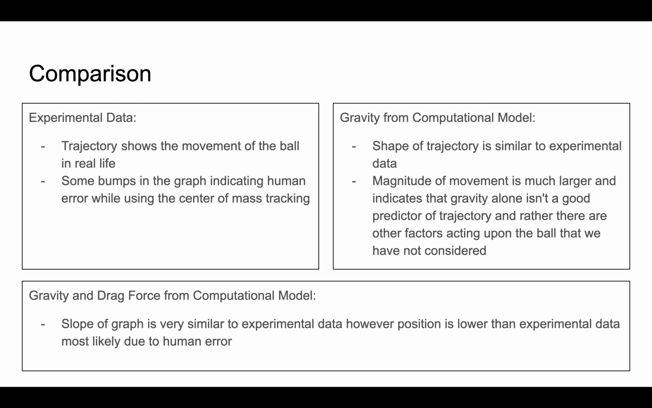of mass tracking. The computational model with only gravity has the same shape as the trajectory of the ball in real life. However, the magnitude of that movement is much larger, indicating that gravity alone isn't a good predictor of trajectory, and rather that there are other factors acting upon that ball. And that other factor is drag force. So in the model with both gravity and drag force, the slope of the graph is very similar to the experimental data. However, that position is a little bit lower, which is most likely, again, due to human error.